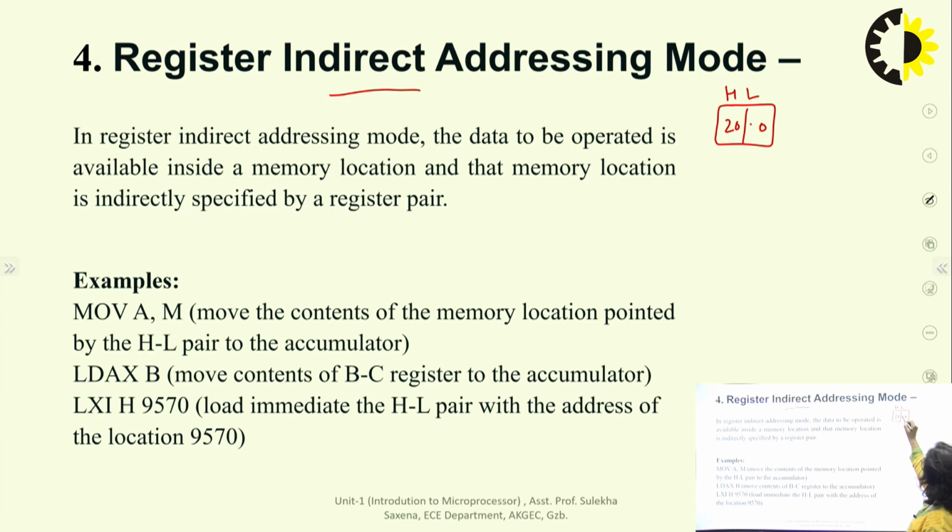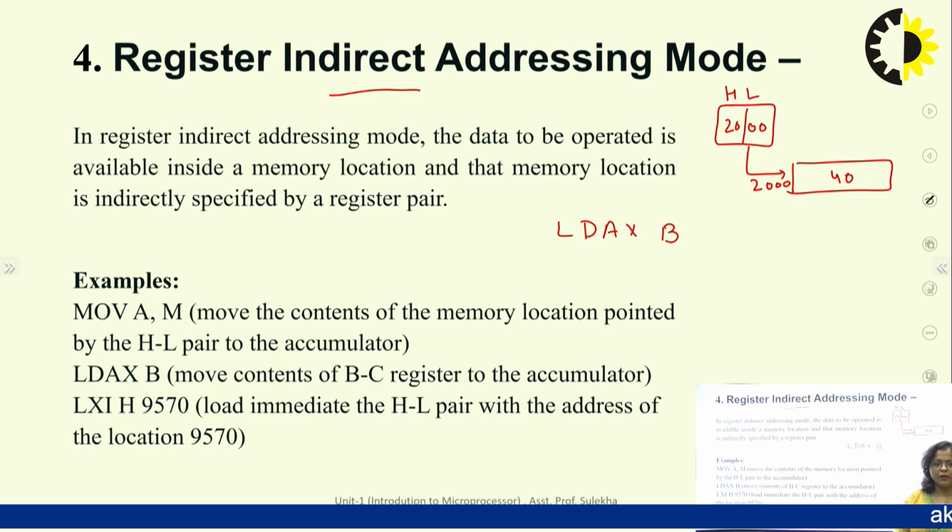So this 2000 is the memory address and we have to go to the memory with address 2000 and use this data and perform certain operations. For example, if the instruction is LDAX with register pair B, then this instruction basically copies the content of the memory address which is specified in the BC register pair to the accumulator.